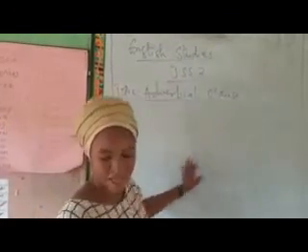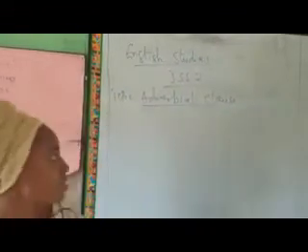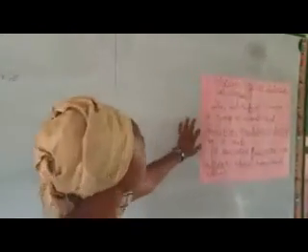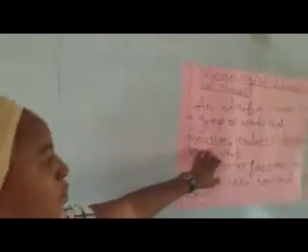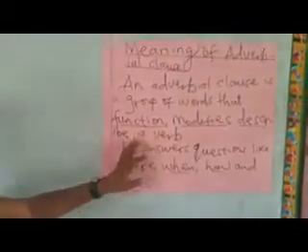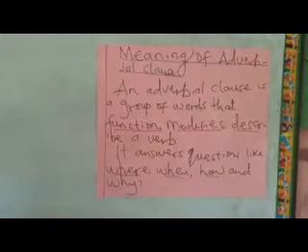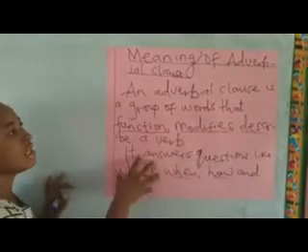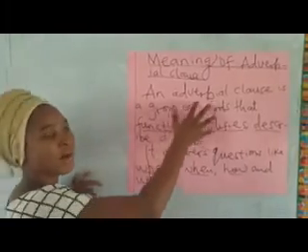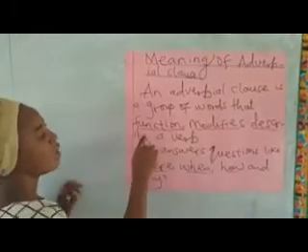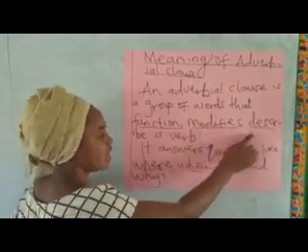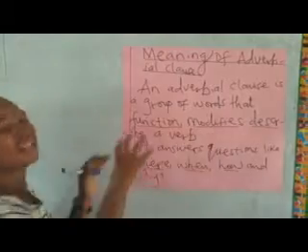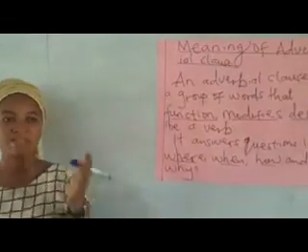Adverb clause modifies. An adverb clause is a group of words that functions to modify and describe a verb. You can see I have my red marker. These are the key words that tell us more about the adverb clause, that is why I underline them here. It gives us the function: it modifies and describes a verb.